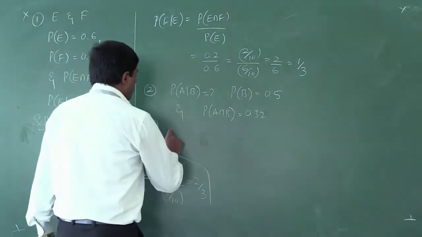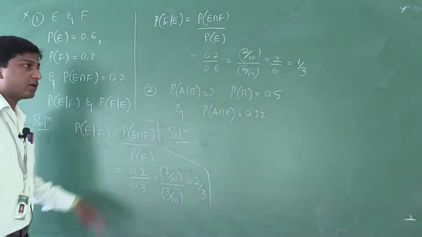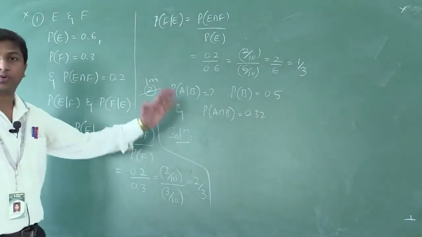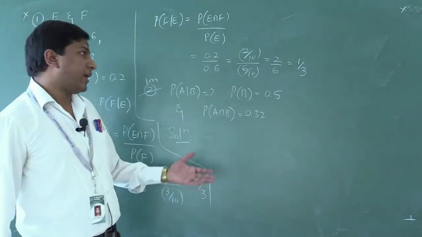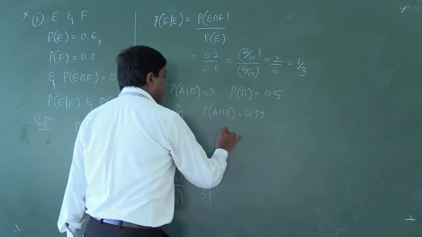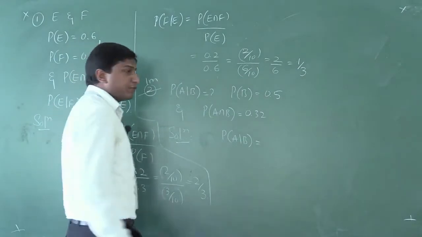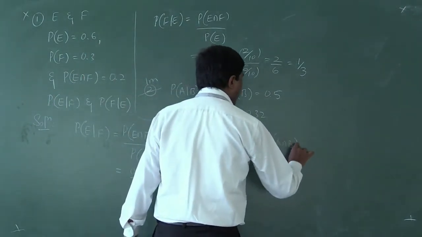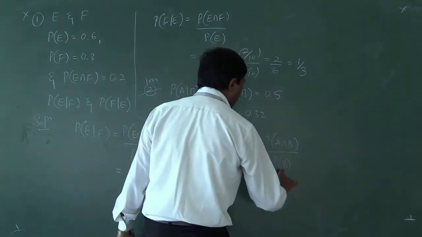Okay, so the solution. Again, this is a 1-mark question. All these are 1-mark questions, direct questions. You have to write down the conditional probability formula and then find out the value. Now our aim is to find out P of A bar B. This, by definition of conditional probability, is P of A intersection B whole divided by P of B.